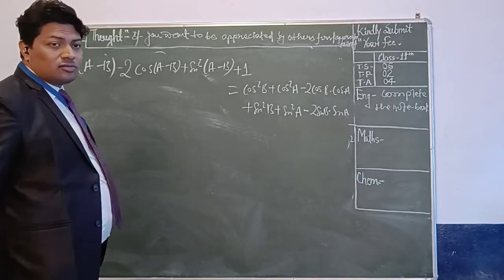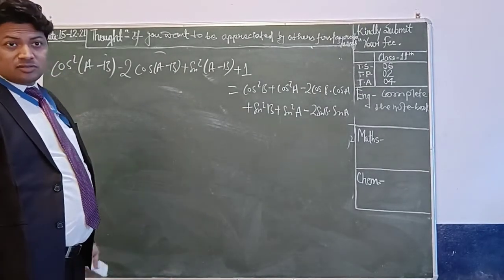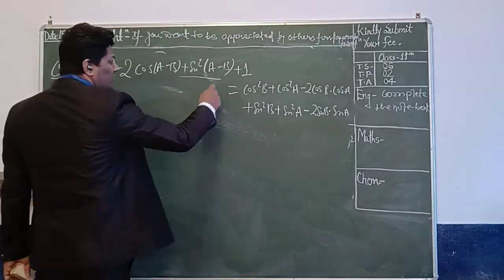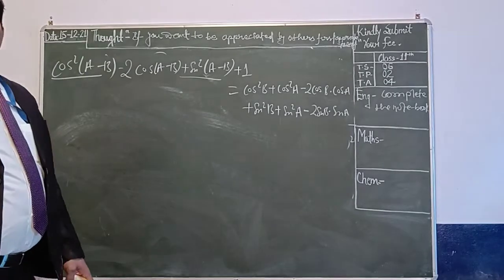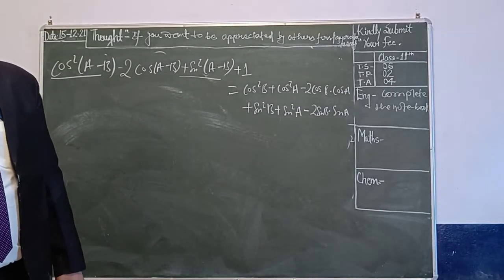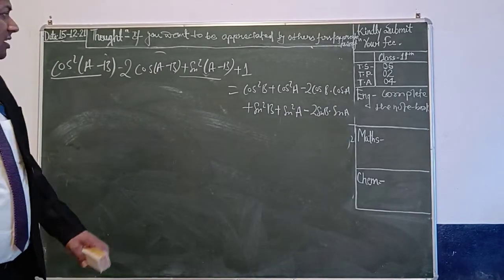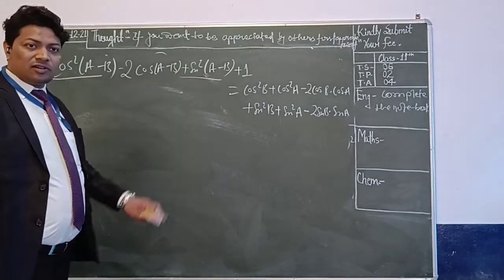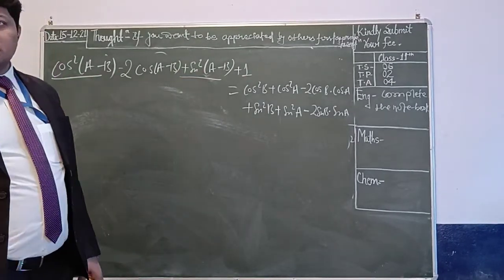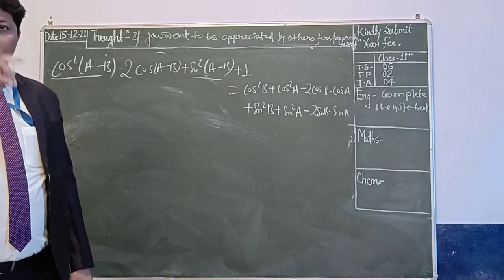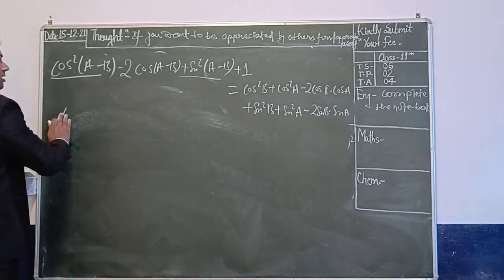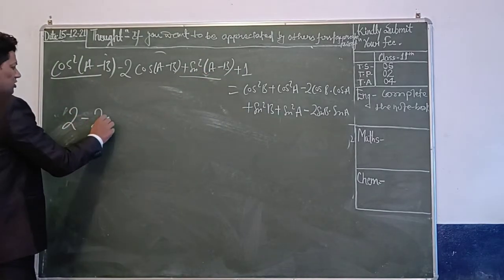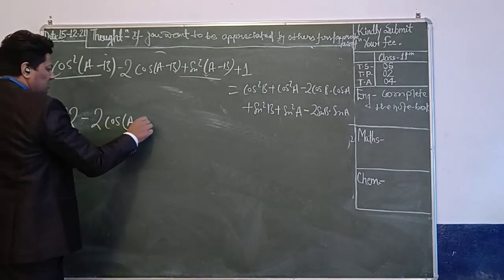Now we will think and arrange. Cos square A minus B plus sin square A minus B is equal to 1, because both angles are equal. Is it clear? Sin square A minus B plus cos square A minus B equals 1. Here 1 and 1, you are getting 2. So 2 minus 2 cos A minus B.